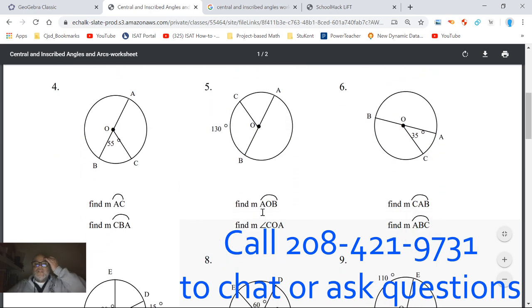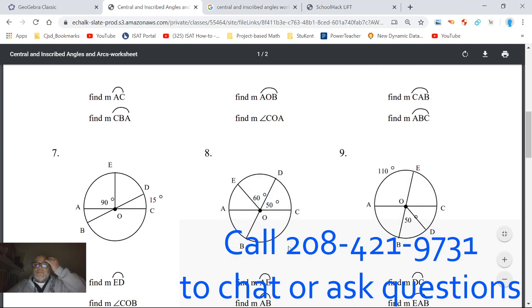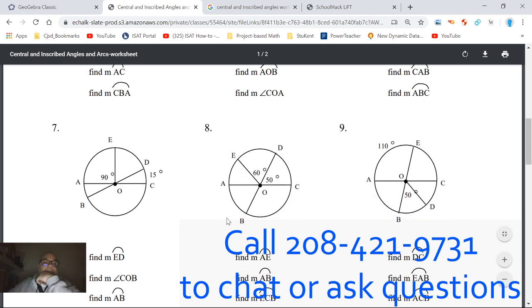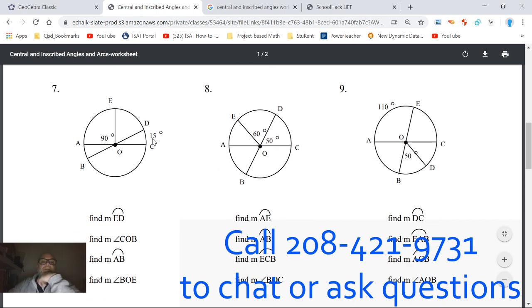Okay? Scoot it down a little bit. We'll get into some problems that are a little more challenging here. They're not too hard, though, as long as I understand the relationship. So let's look at number 7. Number 7 says, find the measure of arc ED. Arc ED. Okay, so what do I know?